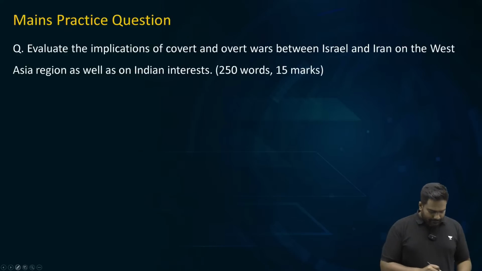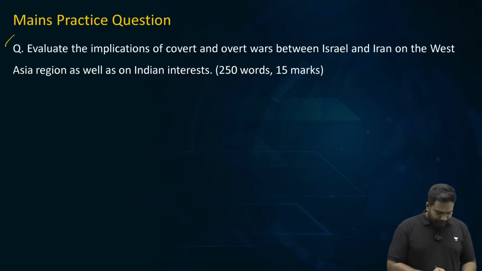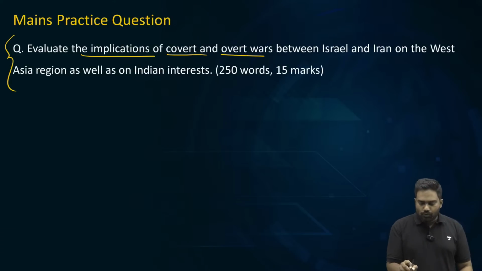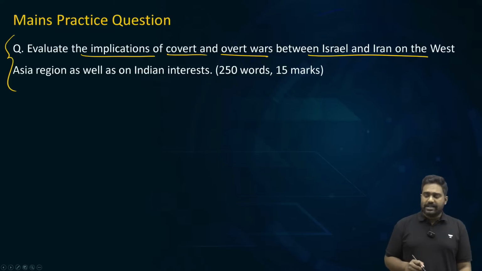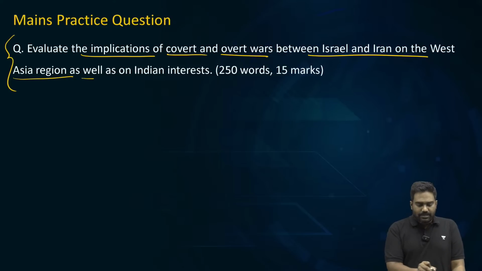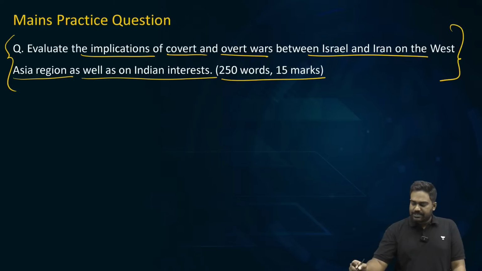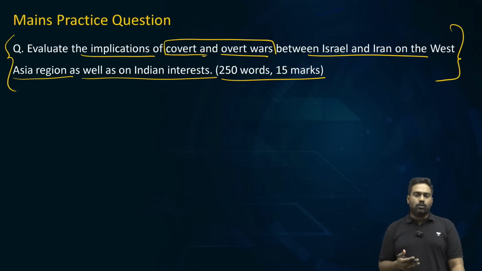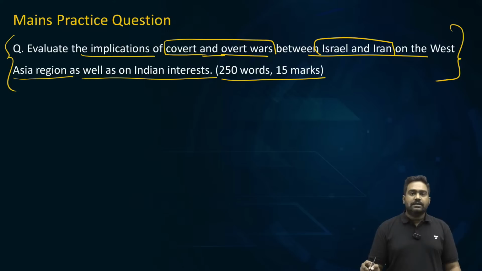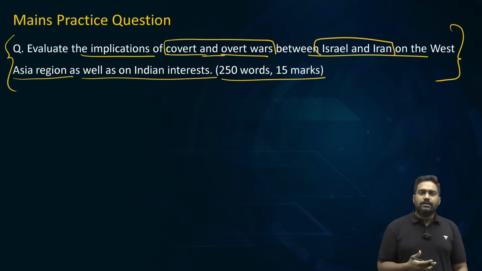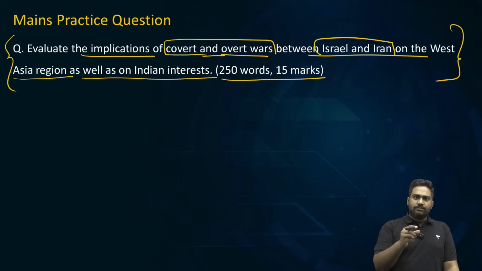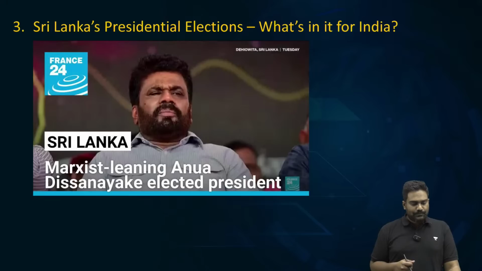Now let's look at a mains question. Evaluate the implications of covert and overt wars between Israel and Iran in the West Asia region as well as on Indian interests. Basically, the question is asking how do the overt and covert wars between these regional rivals affect West Asia, and how does it affect Indian interests? So this is something I've clearly explained and I'm sure you can write a good answer to this question.